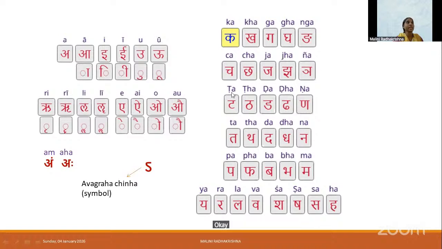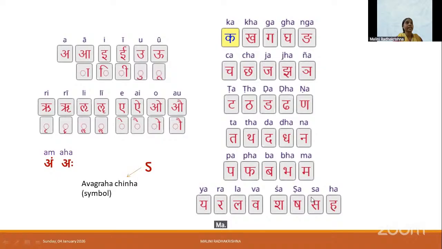Then comes Ta, the second letter is Tha, Da, Dha, Na. Okay. Then Ta, Tha, Da, Dha, Na. Then Pa, Pha, Ba, Bha, Ma.